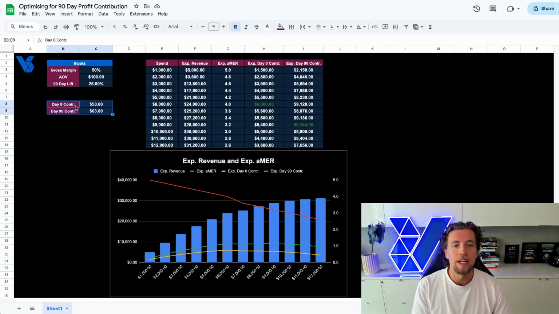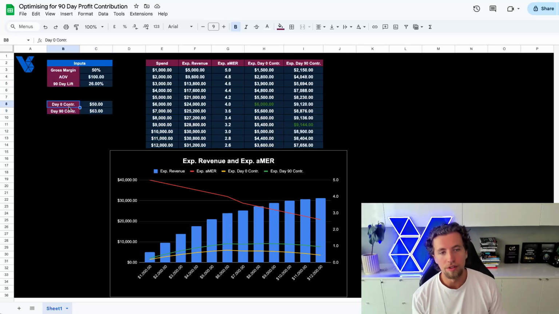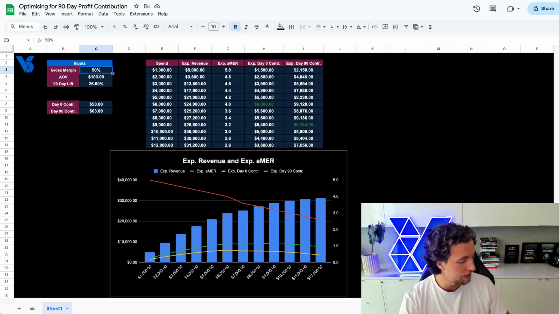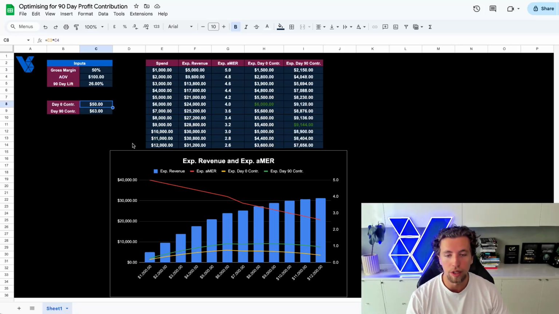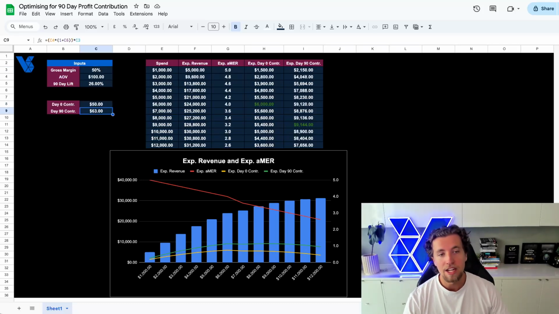Now, what we've also done down here just to demonstrate this is that on day 0, the profit contribution of a new customer for this brand is $50 because average order value is $100, gross margin's 50%. This includes all cost of delivery, transaction fees, etc. And so we're making $50 in profit contribution on each customer we acquire. Fantastic. At the 90-day mark though, we're actually making $63 because we're getting an extra $13 in profit from a certain percentage of those people coming back and buying more and contributing more to the LTV.